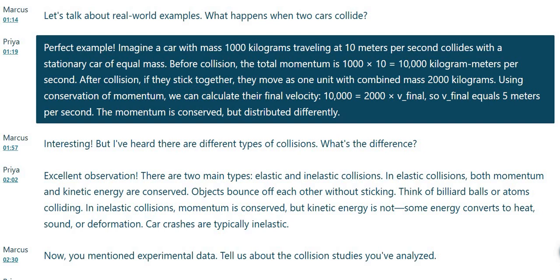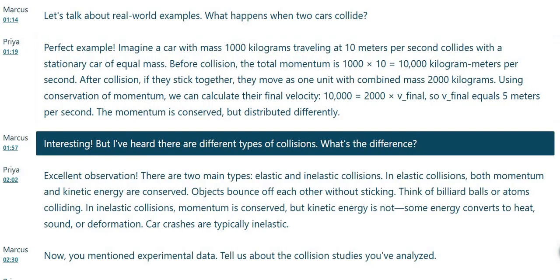After collision, if they stick together, they move as one unit with combined mass 2,000 kilograms. Using conservation of momentum, we can calculate their final velocity. 10,000 equals 2,000 times v final, so v final equals 5 meters per second. The momentum is conserved, but distributed differently.